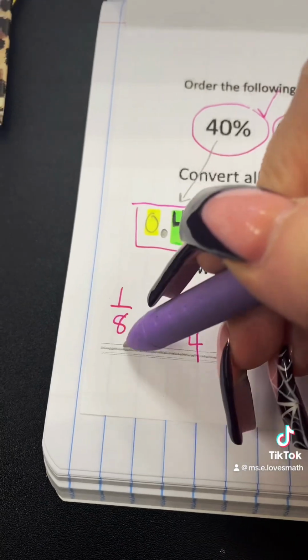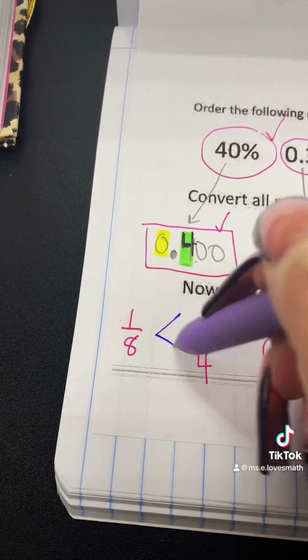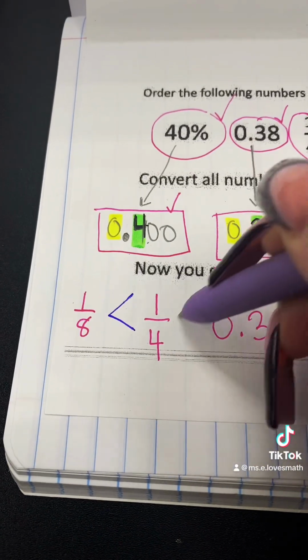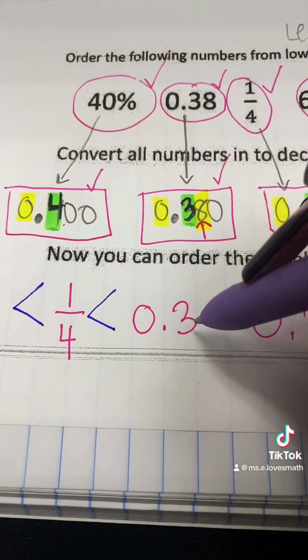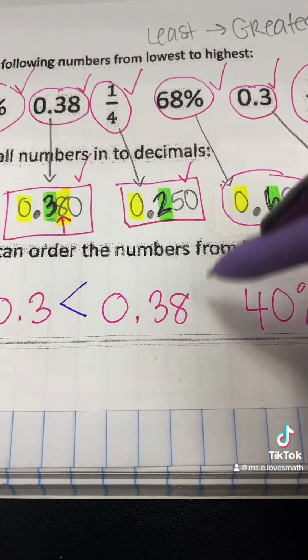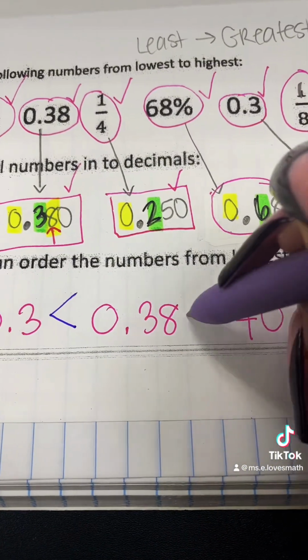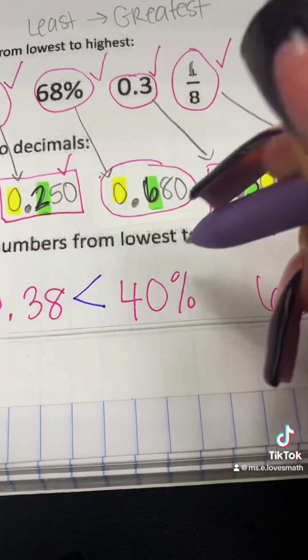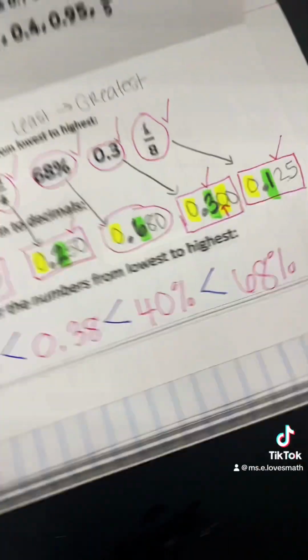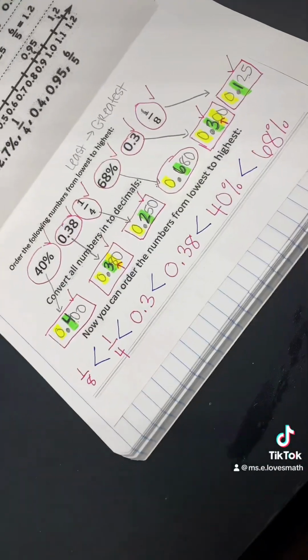Since 1/8 is less than 1/4, we can use our less than symbol to help us put them in order. 1/4 is less than 0.3. 0.3 is less than 0.38. 0.38 is less than 40%. 40% is less than 68%. So our final answer is this.